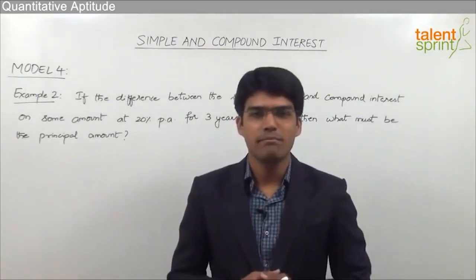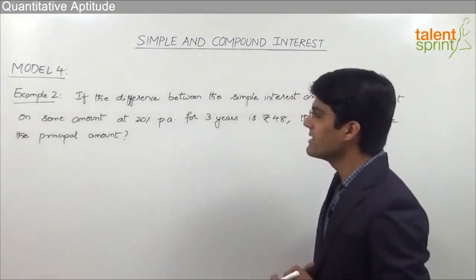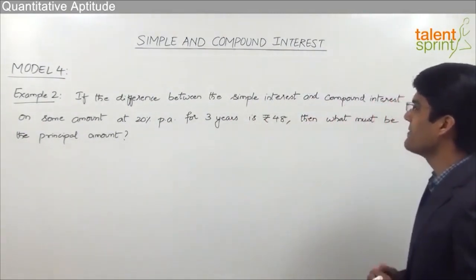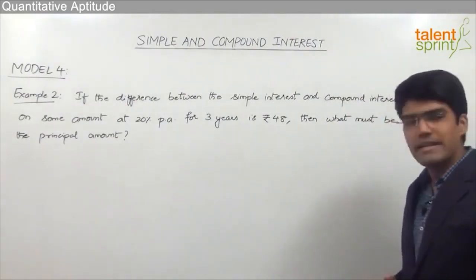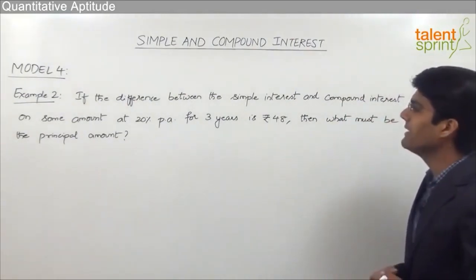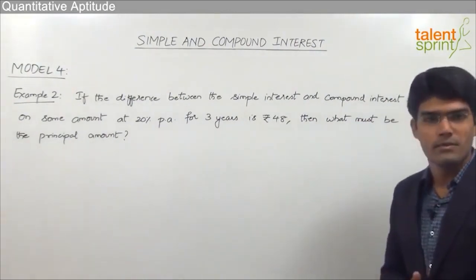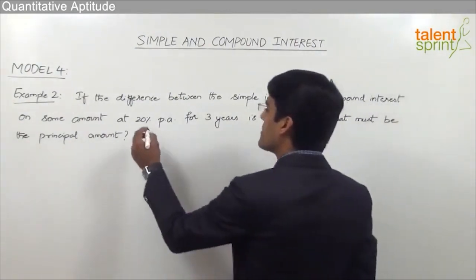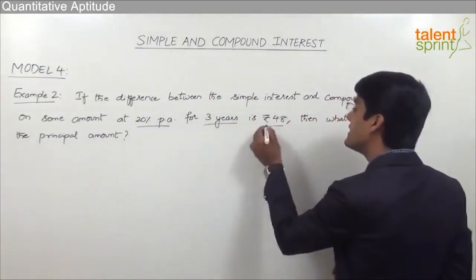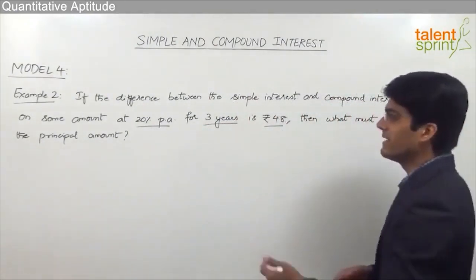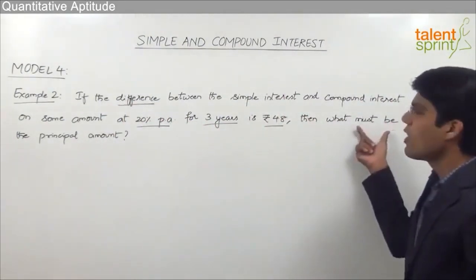Let us now take an example based on the concept of difference for a period of 3 years. The question is, if the difference between the simple interest and compound interest on some amount at 20% per annum for 3 years is rupees 48, then what must be the principal amount? So as you can see here, the rate of interest is 20% per annum, time is 3 years, and the difference is given as 48. The difference between SI and CI is equal to 48, and we are supposed to find out what must be the principal amount.